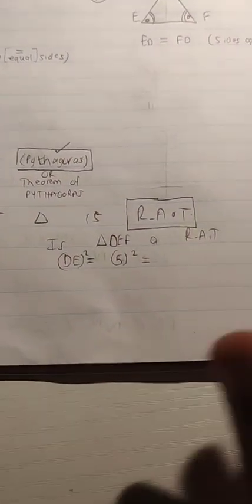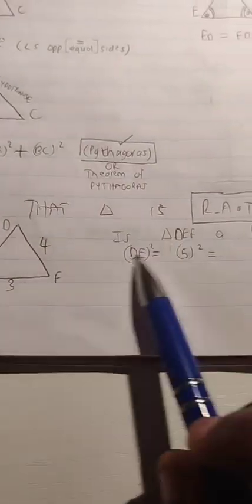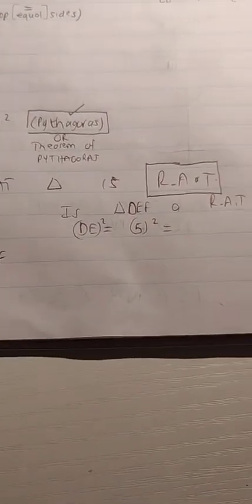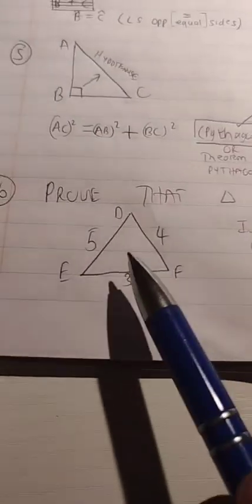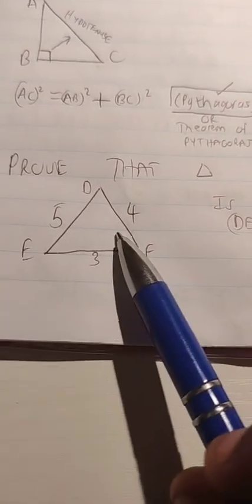If you take DE and you square it, that is 5 squared. What is 5 squared, guys? Just DE on its own, because the theorem says the square of the longest side. So let's check the square of the longest side. What does it give us? I didn't take 3, I didn't take 4, I took 5 because it is the longest side in the triangle. So 5 squared is 25.